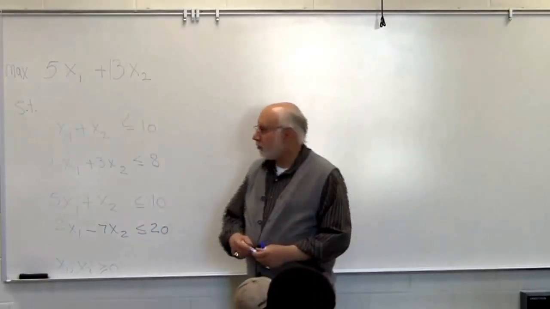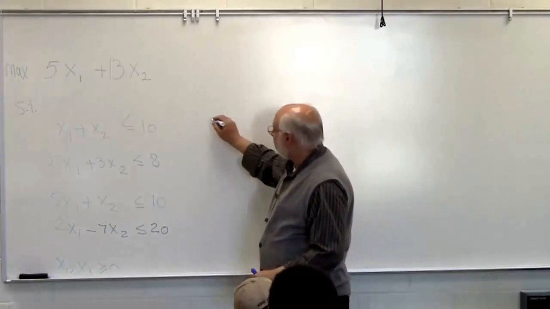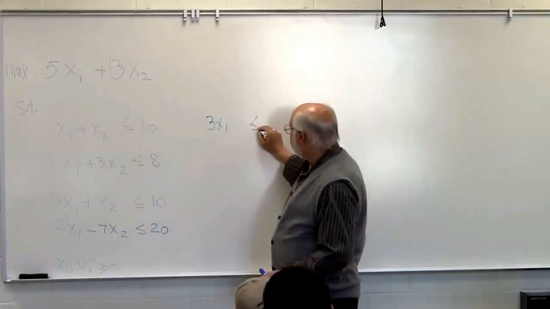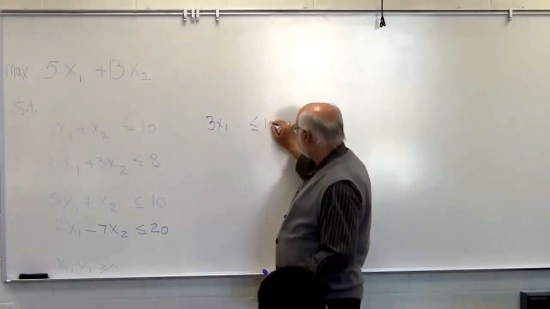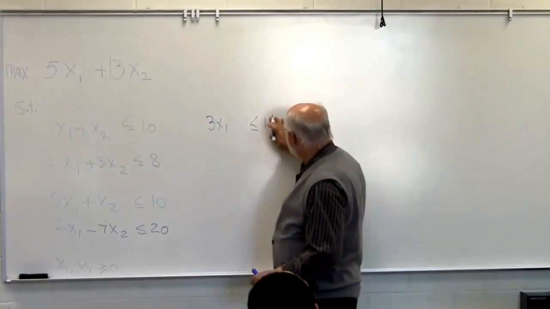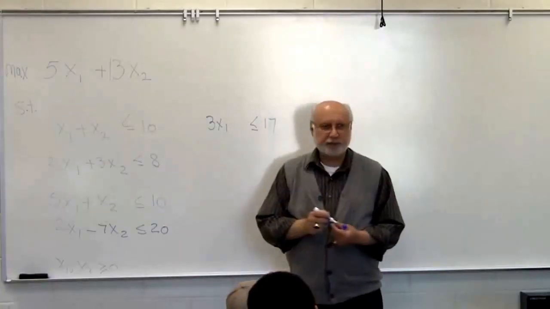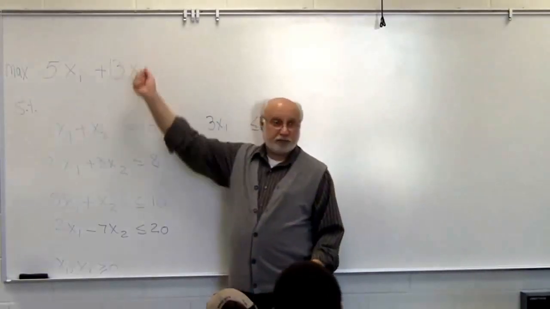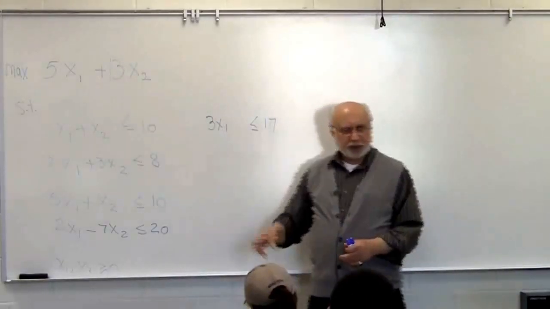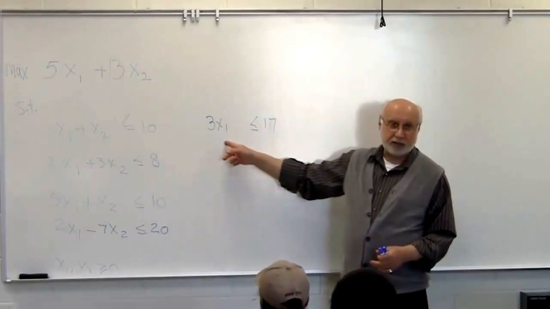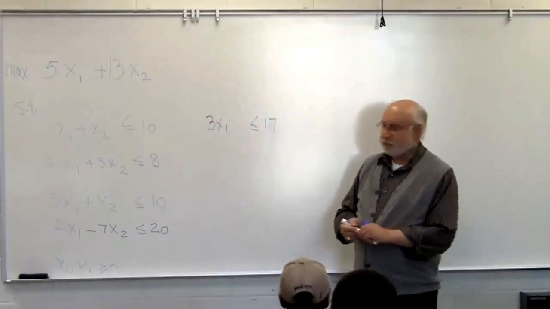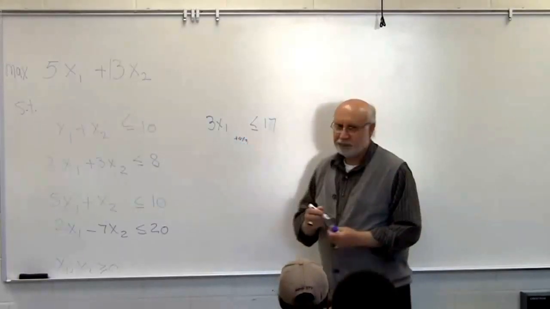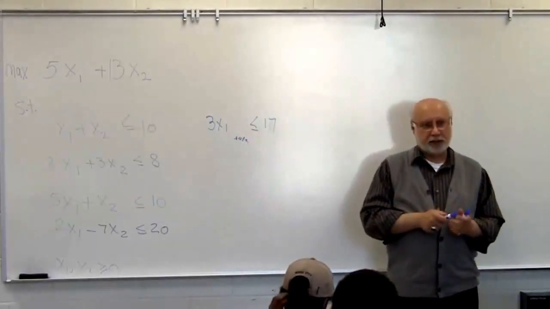Let's do another one. Let's say that I have 3x1 less than or equal to 15, or less than or equal to 17. And I'm trying to raise x2. What is the coefficient of x2 in this one? 0. There is no x2 in here. That's a 0x2. There is no x2 here.